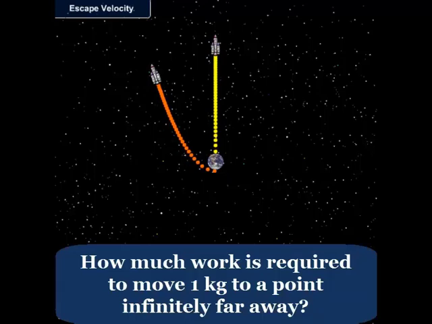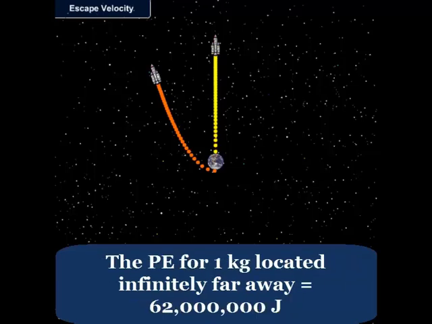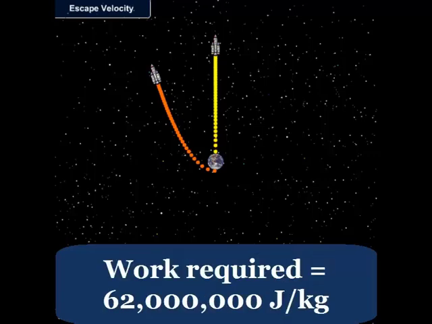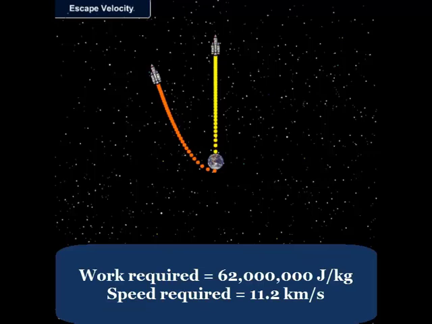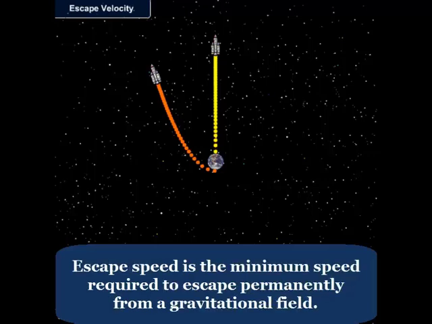How much work is required to move a payload against the force of Earth's gravity to a distance infinitely far away? The value of PE for a 1 kilogram mass infinitely far away is 62 million joules. To put a payload infinitely far from Earth's surface requires at least 62 million joules of energy per kilogram of load. A KE per unit mass of 62 million joules per kilogram corresponds to a speed of 11.2 kilometers per second. This escape speed is the minimum speed necessary for an object to escape permanently from a gravitational field.